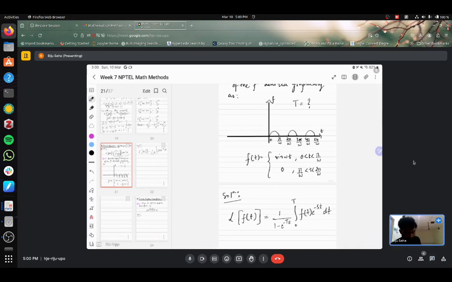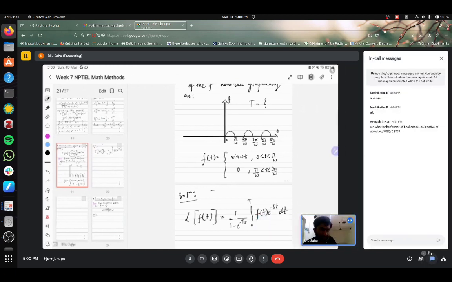Yeah, that is correct. Someone asked a question in the chat box about the format of the final exam: subjective or objective, MSQ. Actually, I'm not aware of the format. Most probably it will be objective, because your assignments are also objective. I'm not sure, but if I get to know, I'll let you know in the next class.